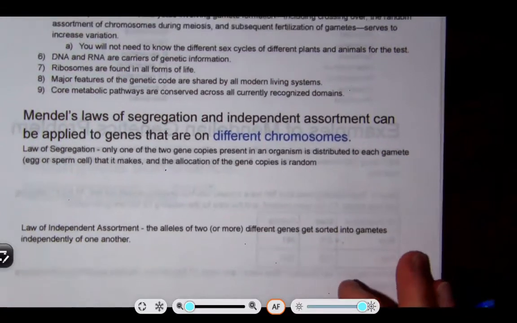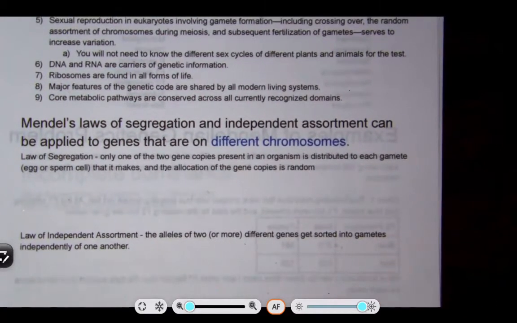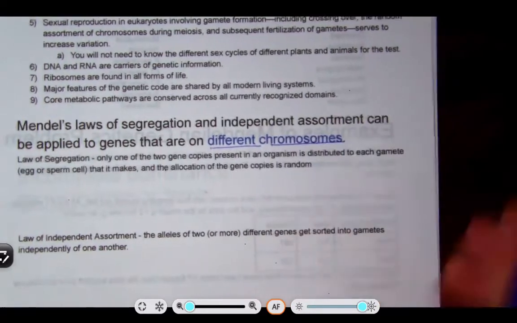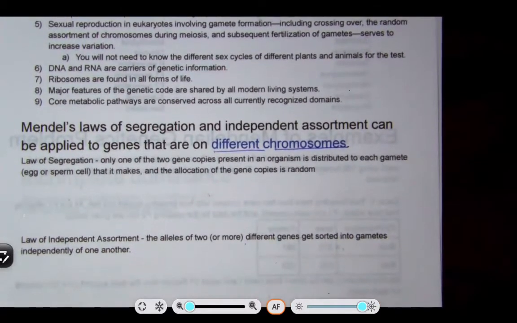Now, Mendel's law of segregation and independent assortment can be applied to genes that are on different chromosomes. This is incredibly important. Once they're on the same chromosome, if they're close together, there's a good chance they could also be linked, which means that they no longer follow these rules.